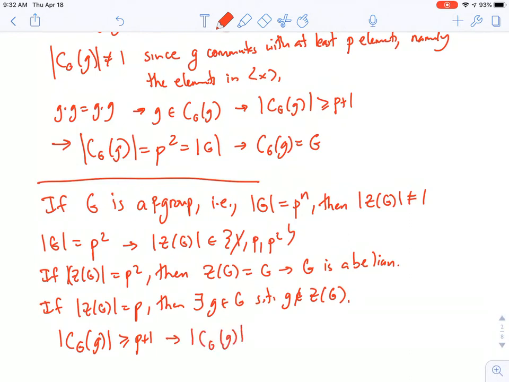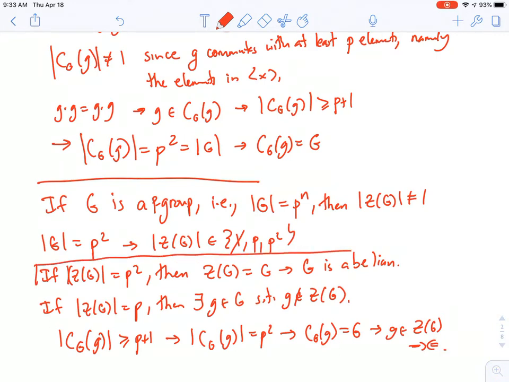All right, so the size of the centralizer must be p squared, which means that the centralizer of little g is equal to G, but that means that g commutes with every element. Well, that means g is in the center. A contradiction. So this tells us the only case we actually have is when the center has size p squared, i.e. the group equals its center, or the group is abelian. So all groups of order p squared are abelian. That's not too shabby.